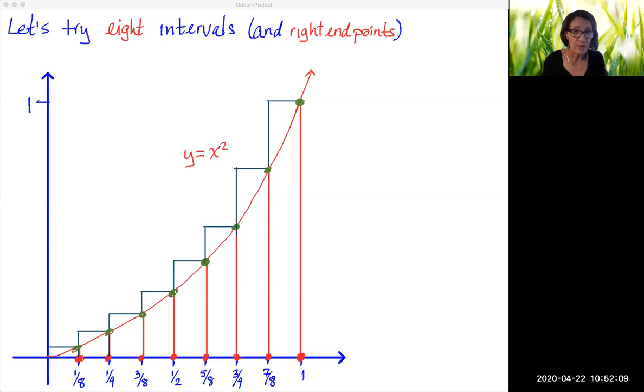So I've got 8 rectangles. They're skinnier. They're still going too high, but there's less extra space. That extra space that's above the curve is actually less than what we got before, when we only used 4 rectangles and we were using right endpoints. We definitely had more extra space than we do now. So this should be a better estimate.